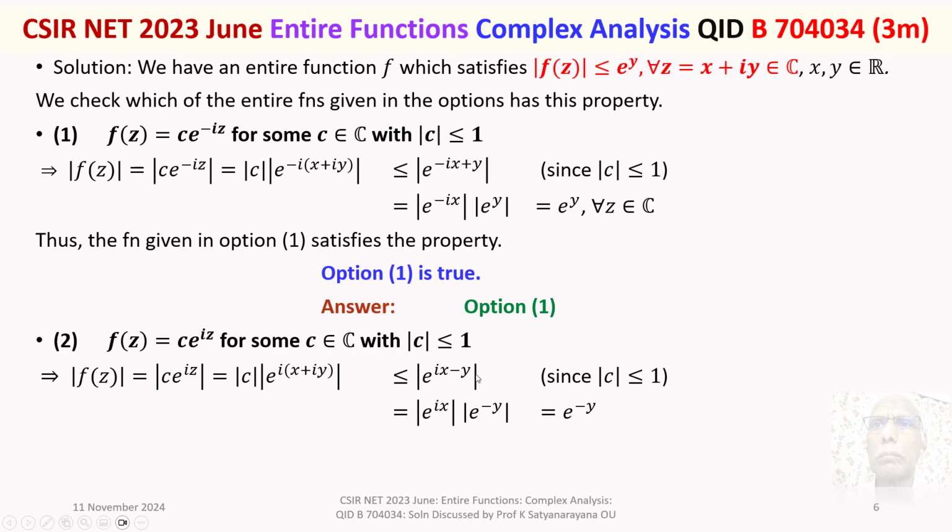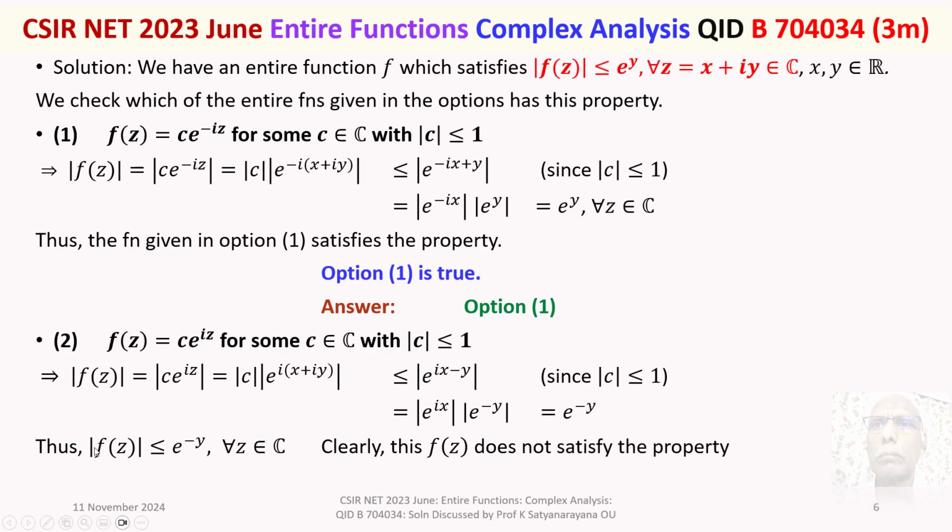Obviously, this function doesn't have the given property. In the given property, it is less than or equal to e to the power of y for all y, but here it is e to the power of −y. We have proved this is less than or equal to e to the power of −y. Thus, mod of f(z) is less than or equal to e to the power of −y for all y belonging to R. Clearly, this function f(z) doesn't satisfy the given property. Therefore, option 2 is not true.